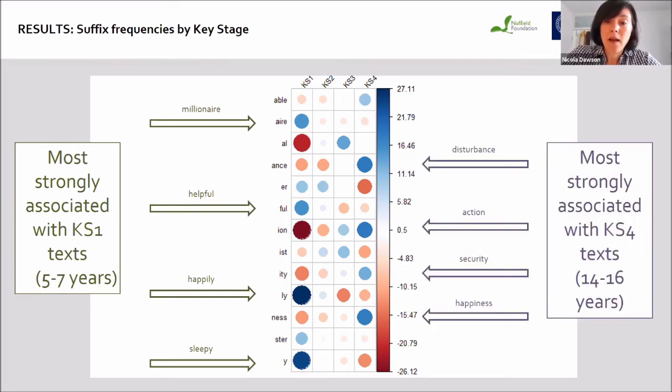And by contrast, the suffixes most closely associated with key stage 4 texts, so the oldest children, include suffixes like -ance in a word like disturbance, -tion, which we see in action, -ity as in security, and -ness, which we see in words like happiness. All of these form nouns, and in the case of -tion and -ity, these tend to be used in Latin forms and often attached to bound stems or involve a shift in the pronunciation of the base word. So for example, you might note the change in pronunciation of the word act when we add that suffix.